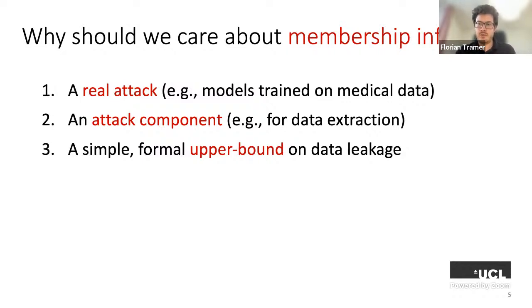And then finally, one reason why these attacks are also very interesting is because of their simplicity. They can give us a nice formal upper bound on data leakage. What I mean by this is essentially if membership inference doesn't work, then you can be fairly confident that there's a general class of privacy leakages that are not going to be possible. And so in that sense, it's a nice class of attacks to consider if you're trying to figure out whether your model might be vulnerable to more complicated attacks.